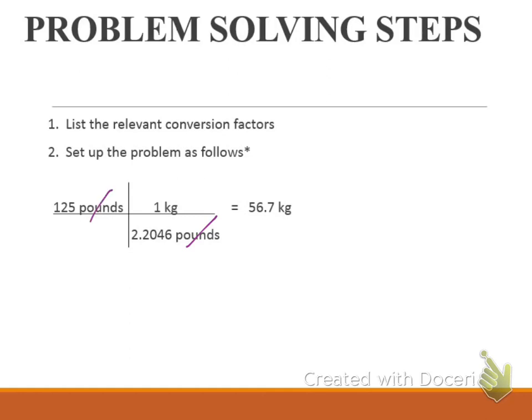So we're going to say cancel, cancel. Those units cancel because I divided it by itself. But please make note, when we cancel units, we do not take away the numbers. We still have to do the math, okay? And then I would get 56.7 kilograms. Does that make sense so far? Please stop me if I'm going too fast, because I know I talk fast.